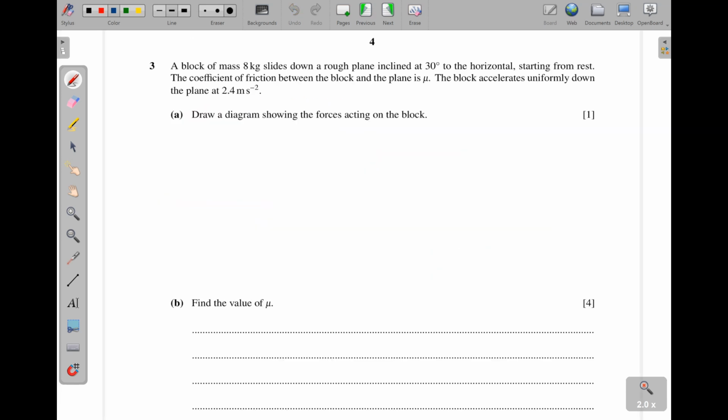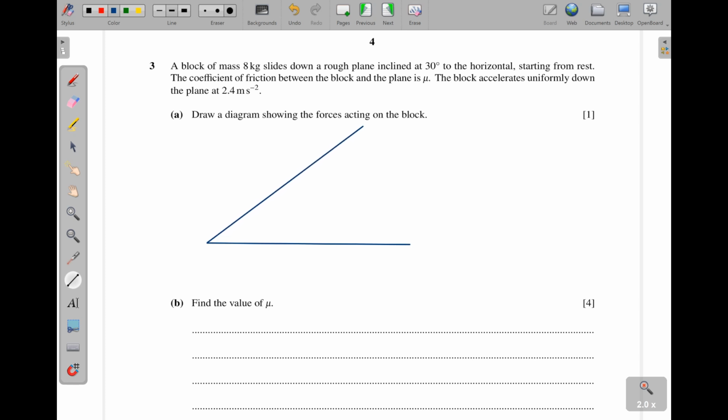Question 3. A block of mass 8 kilograms slides down a rough plane inclined at an angle of 30 degrees to the horizontal, starting from rest. The coefficient of friction between the block and the plane is mu. The block accelerates uniformly down the plane at 2.4 meters per second squared. And then they are saying draw a diagram showing the forces acting on the block. And like we have always seen, you have to master the art of drawing the diagrams to indicate the forces that are acting on the particle.